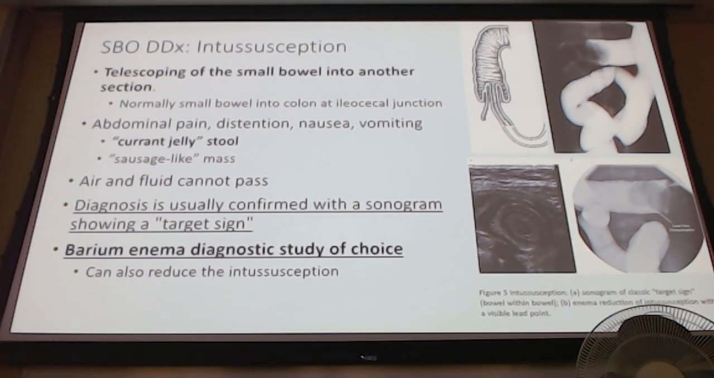Intussusception, we already talked about this again. Telescoping of the small bowel, we have the currant jelly stools. Target sign on ultrasound. This is what that looks like. Again, Pants loves to use these types of things, so target sign on ultrasound. And what we do is barium enema as a diagnostic choice.